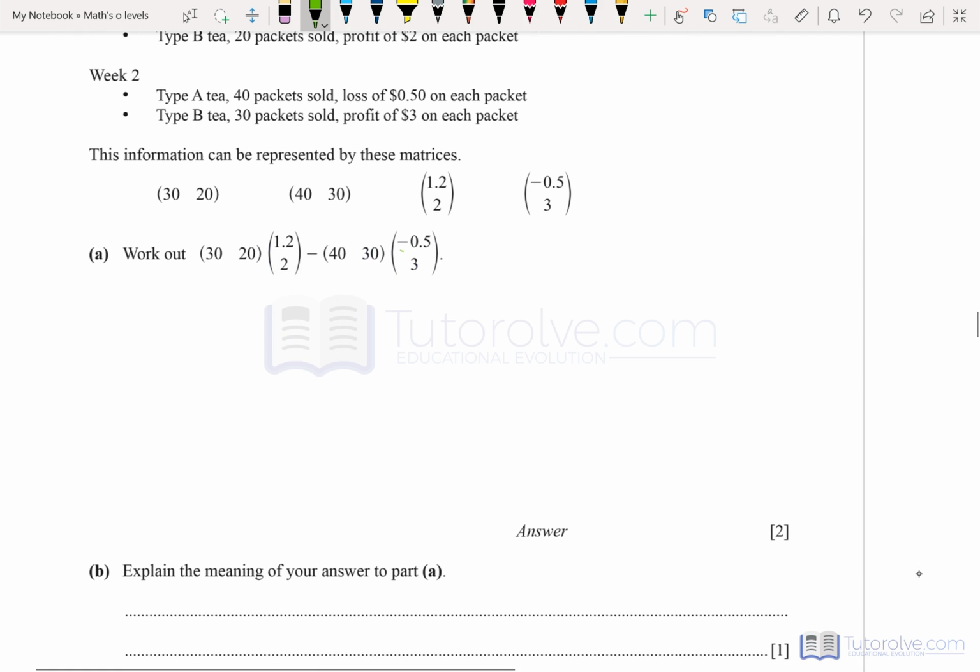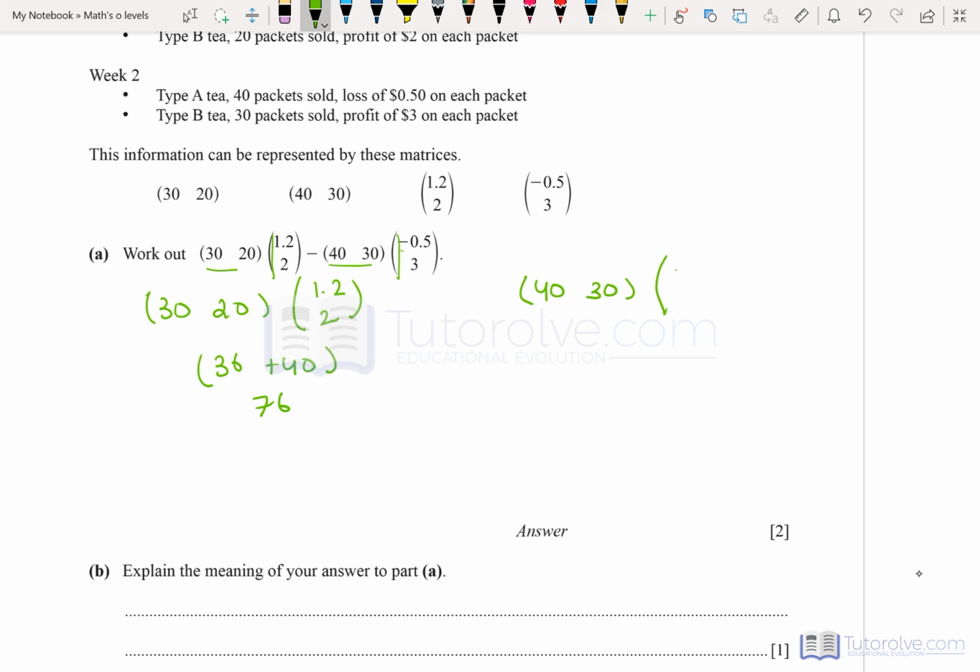So basically we need to work out the following. We need to multiply this with this with this. If we have this right here, which is 30 and 20, multiplied by this matrix right here, this is 36 plus 40, it's going to be 76. Again, if we have 40 and 30, we need to multiply this. We have minus 20 plus 90, and this is going to be 70 right here.